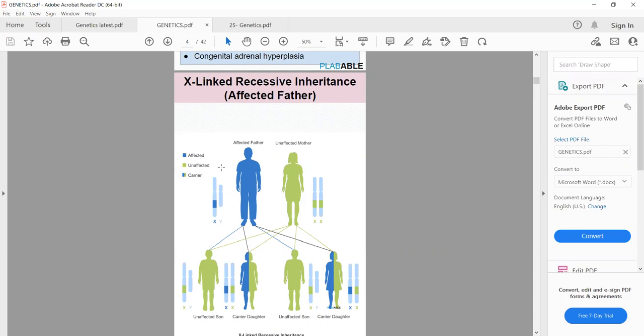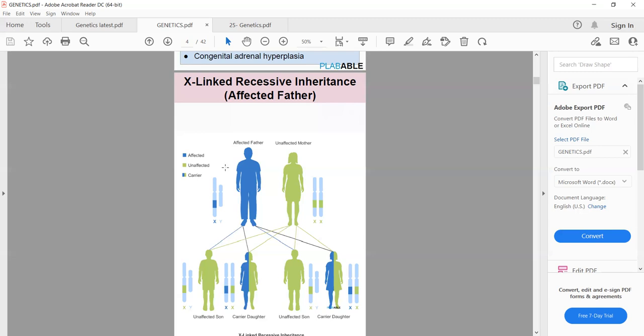So in this example, we have an affected father. So his sons will not be affected. So 0% chance of a male child to be affected in case of X-linked recessive inheritance if the father is affected, because father gives Y chromosome to his son. That's why X-linked disorders can never be passed from father to sons.